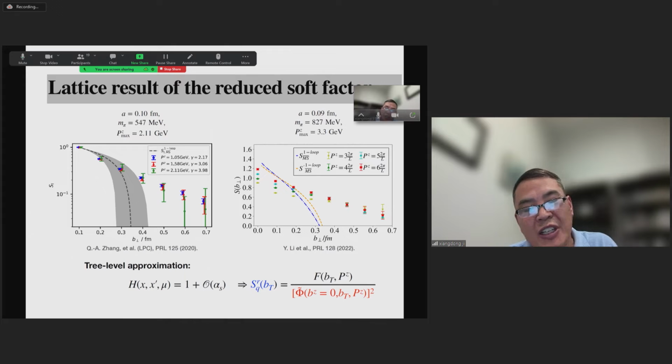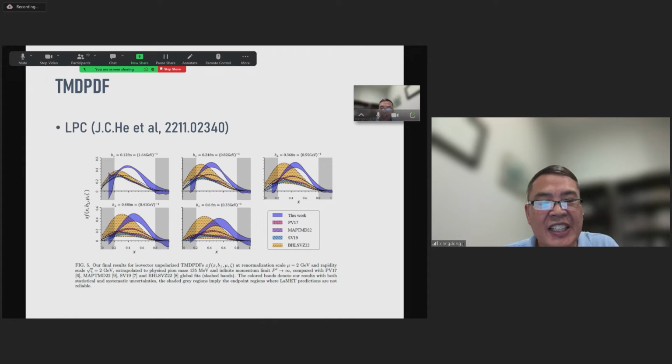An important quantity that appears in the factorization is the so-called reduced soft factor, which can also be calculated using large momentum effective theory. I'm not going to go into that. And finally, combining all these elements, you can calculate the TMD PDF from lattice.